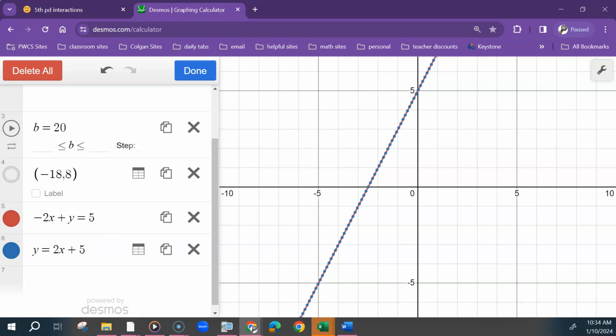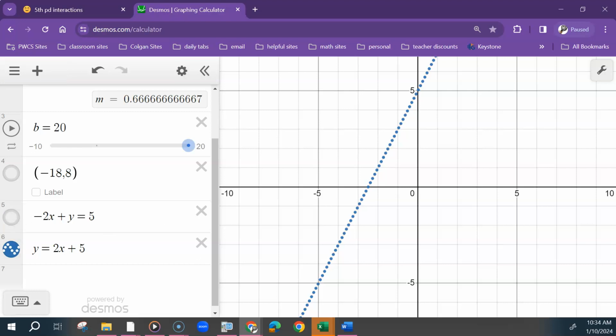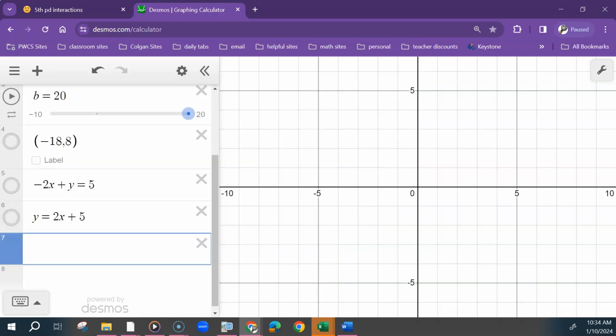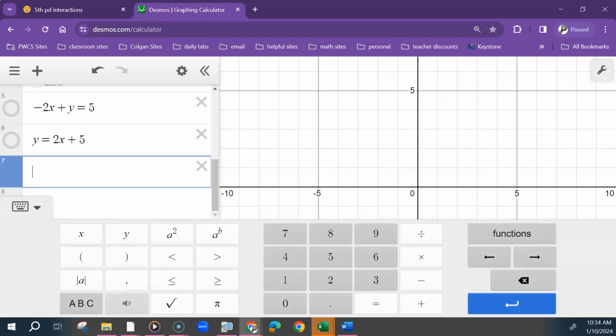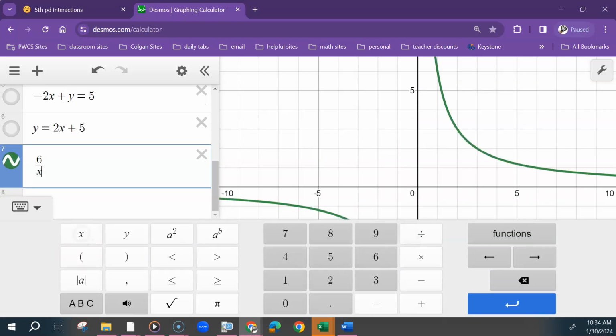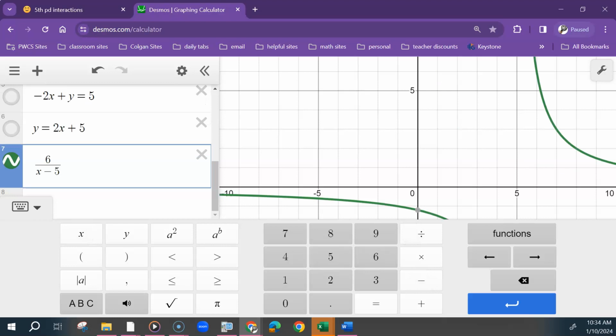For number 4, you could type all of this in at the same time. It's going to look weird as I start to type it in. 6 divided by x minus 1. But the shape should look familiar because it's making that hyperbola, that inverse.